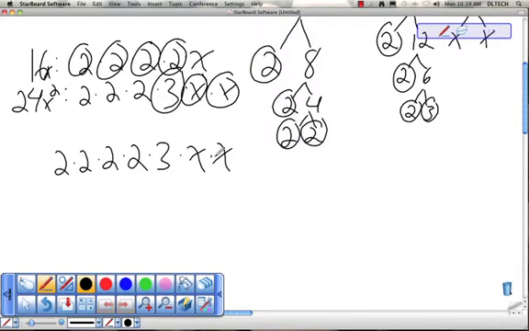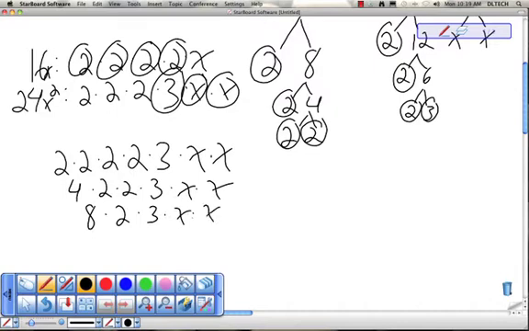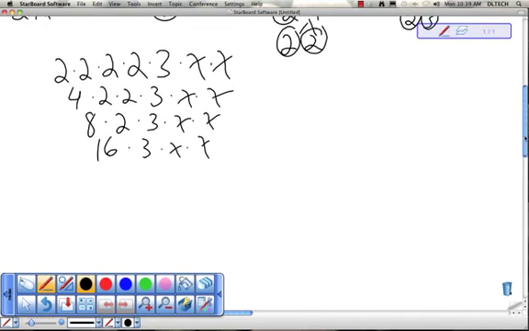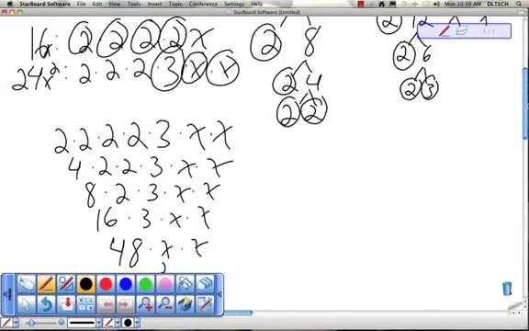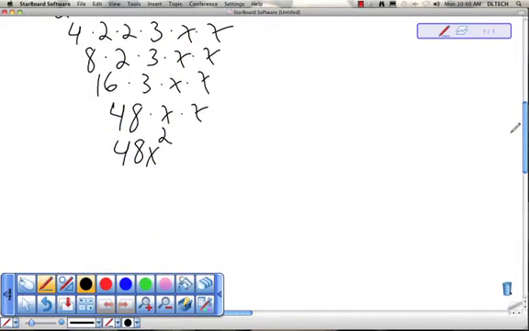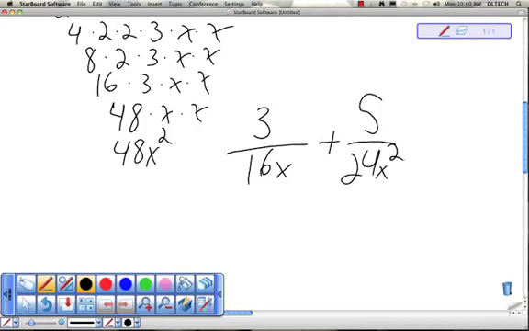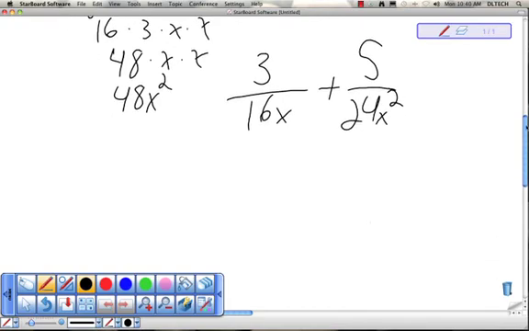Now we're going to multiply all this out. So 2 times 2 will give us 4. 4 times 2 will give us 8. 8 times 2 will give us 16. And 16 times 3 will give us 48. And x times x will give us x squared. And so we found our LCD. It's 48x squared. So now I'm going to rewrite the problem, which is 3 over 16x plus 5 over 24x squared. So we found our LCD, which is 48x squared.